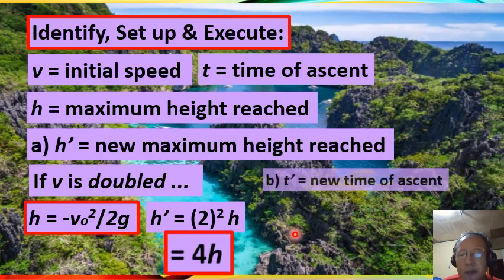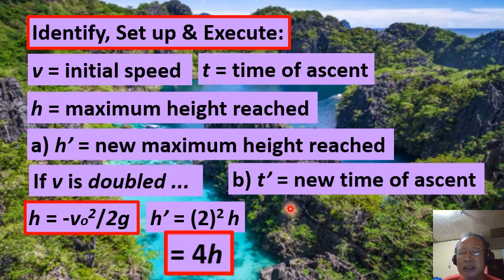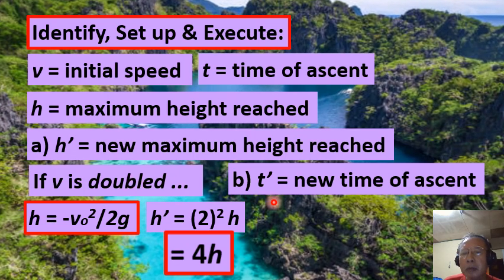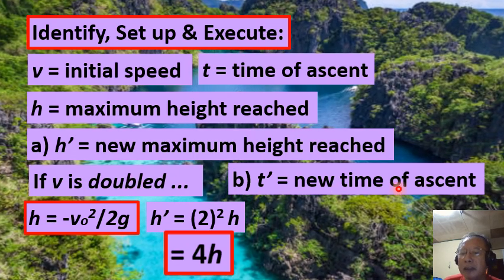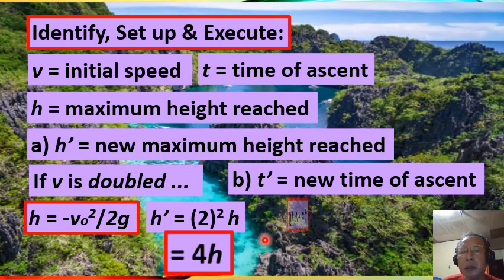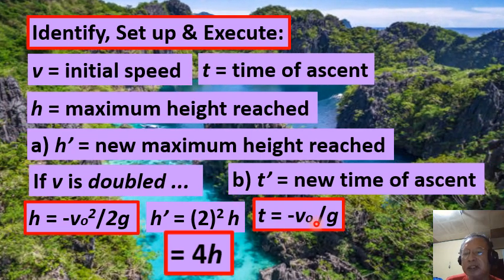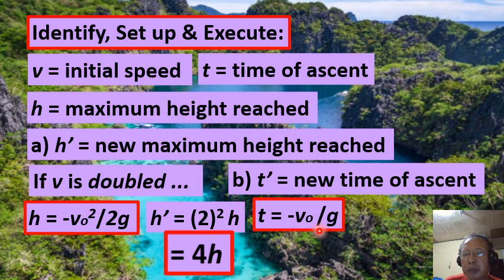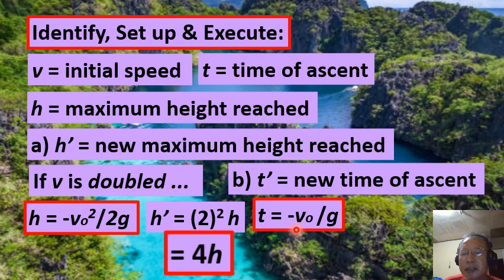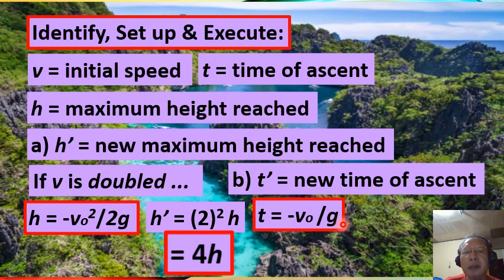And in question letter B, we're also asked to find the new time of ascent. So doubling the initial speed v, what's going to be the new time of ascent? The appropriate formula that we use for determining the time of ascent when the initial speed v naught is given and the final speed at the maximum height is understood to be equal to zero would just be t equals negative v naught divided by acceleration due to gravity g.